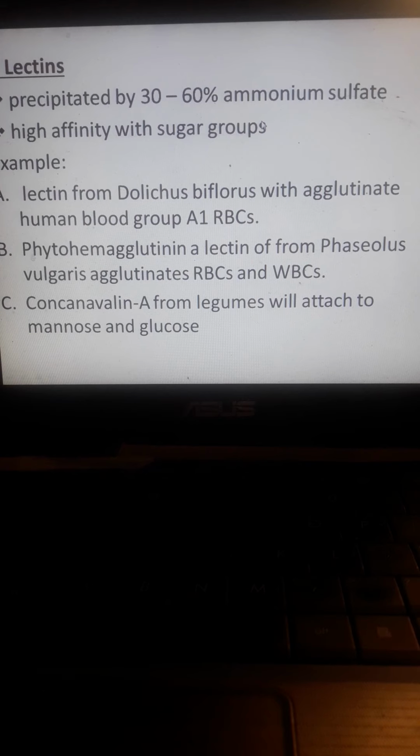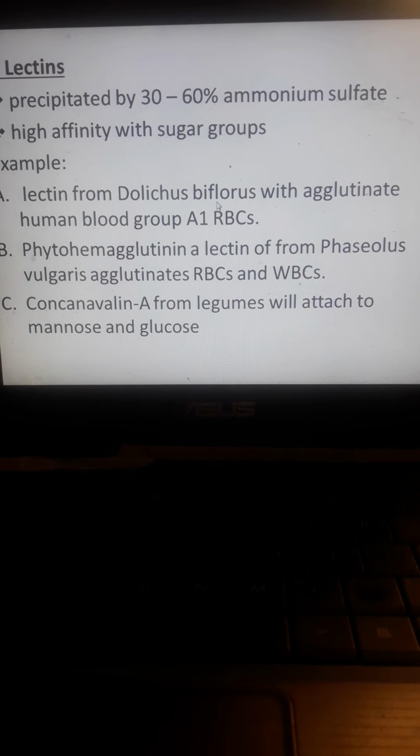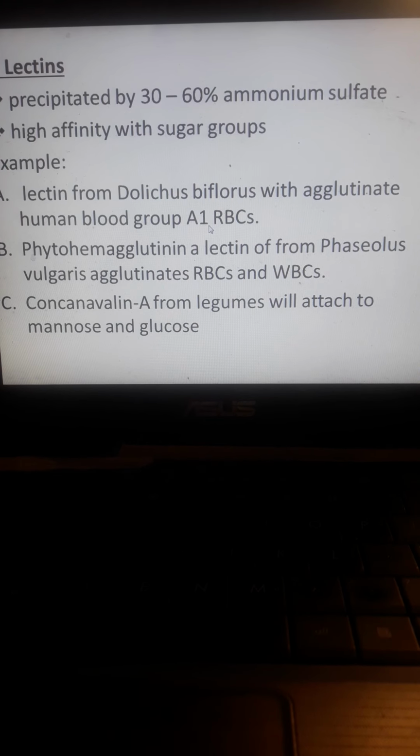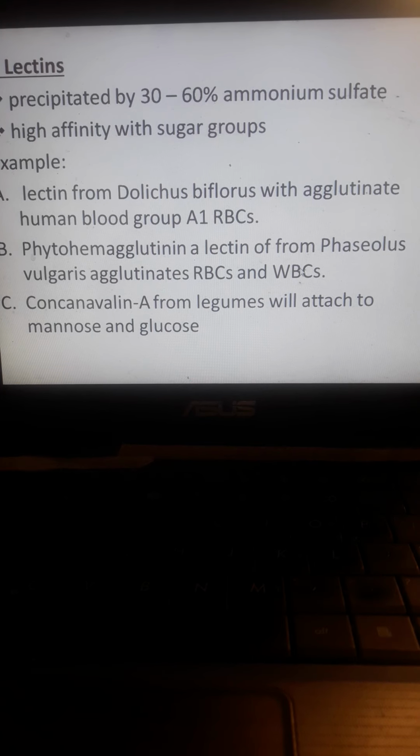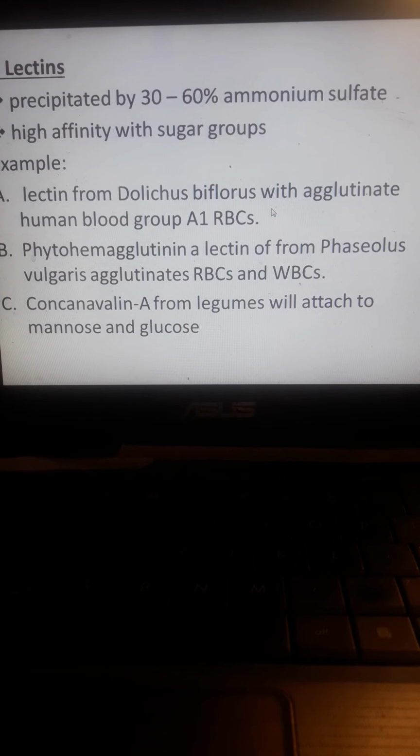Lectins are precipitated by 30 to 60% ammonium sulfate. They have high affinity or bonding capacity with sugar groups. For example, the lectin from Dolichos biflorus agglutinates human blood group A1 red blood cells, so this one is used in blood coagulation. Phytohemagglutinin, a lectin from Phaseolus vulgaris, is for coagulation of RBCs and WBCs. Concanavalin from legumes attaches to mannose and glucose. For example, when there is bleeding, these are involved in coagulation functions.